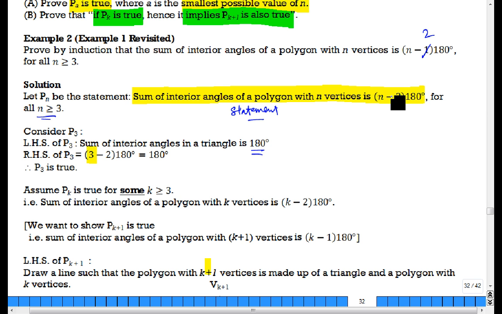So we have to prove that if it works for a k-sided polygon, it should work for a k plus 1-sided polygon. So now the next step is to assume Pk is true for some k. Assume only, assume. Okay? Assume that is true. We use that assumption to prove that Pk plus 1 is true. How do we do that?